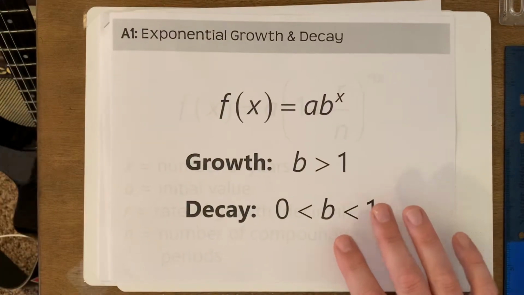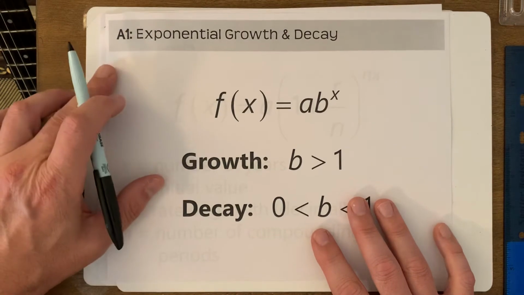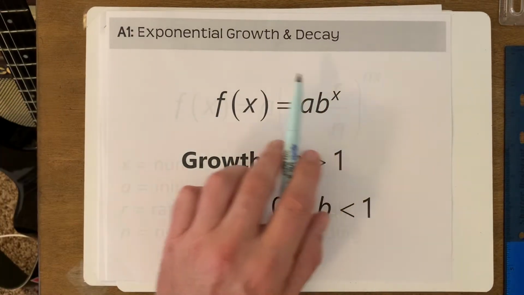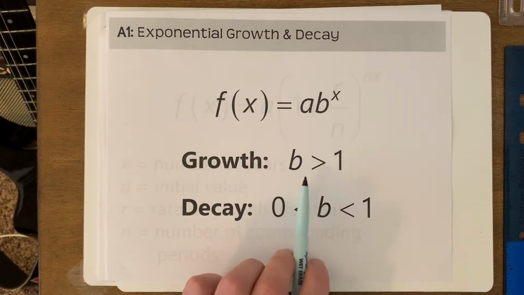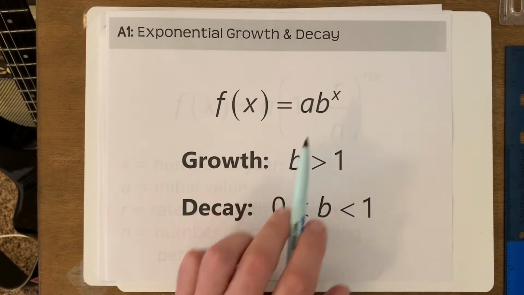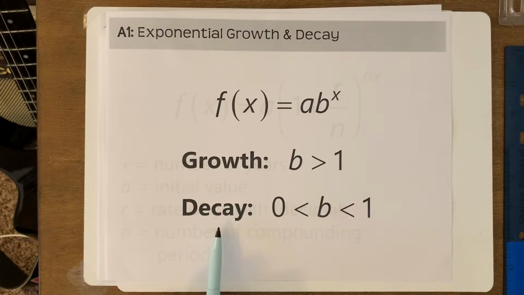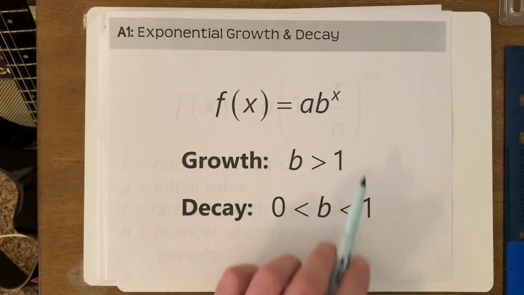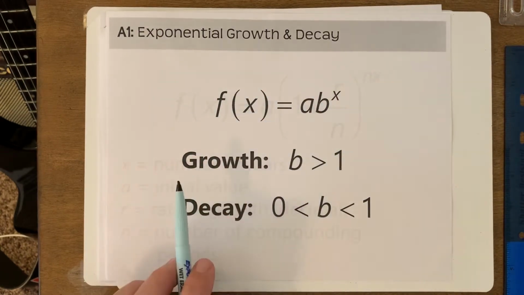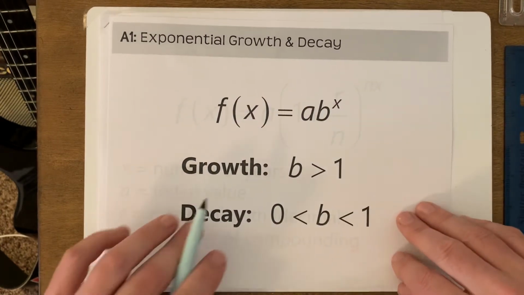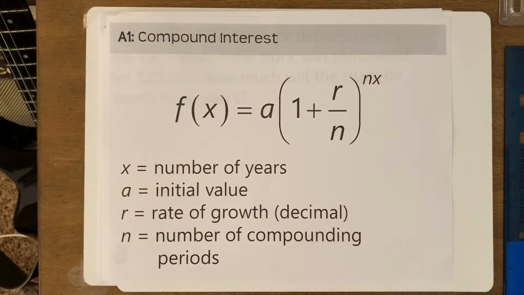Then I've got this little slide here. If you have an exponential function given to you like this, with A, B to the X, we know it's going to be growth if this B, or the base, is greater than 1. And we know it's going to be decay if the base is between 0 and 1. So this kind of just tells you how to tell if an exponential function is going to be growth or decay.